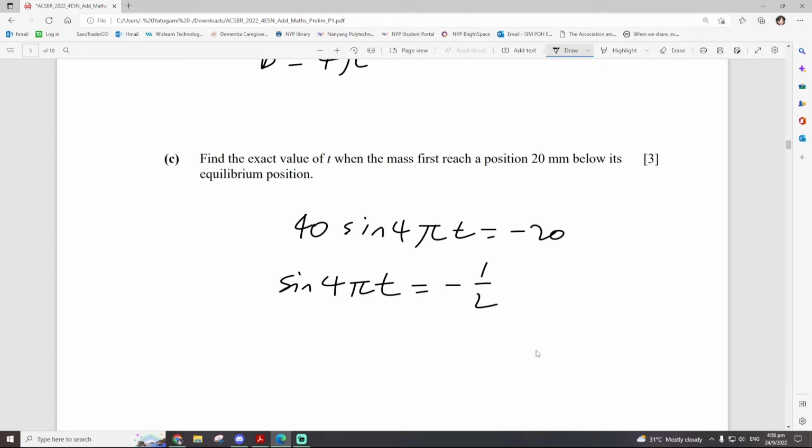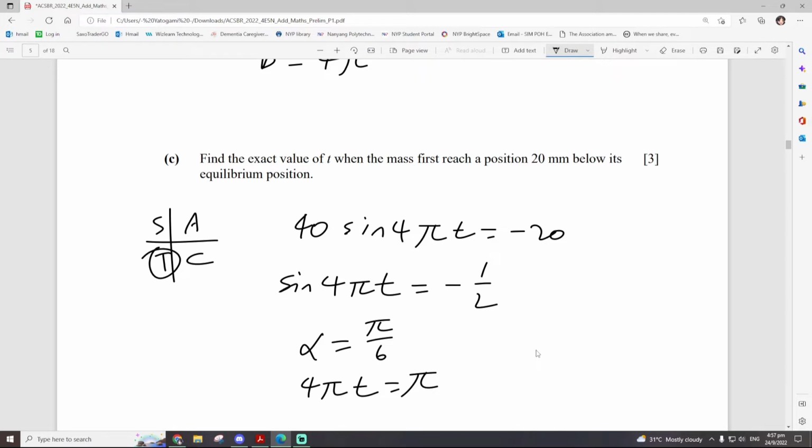Alright, the basic angle alpha will be equal to pi over 6. So 4 pi t is equal to pi plus alpha, because we want to solve in the third and fourth quadrant. We want to solve in the third quadrant. So ASTC, remember ASTC, and sine is first negative in this quadrant. So we're solving the third quadrant. So we take pi plus alpha, 7 pi over 6, and from here we deduce that the least value of t will be 7 over 24. Okay? Nice.